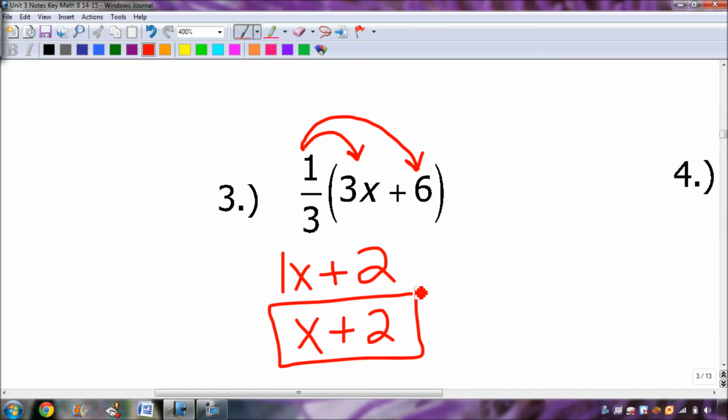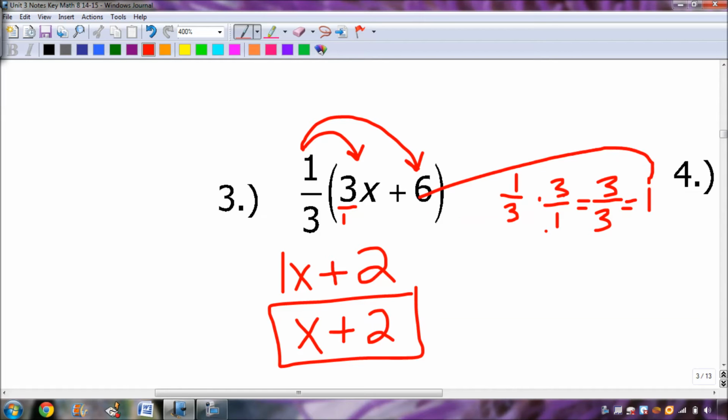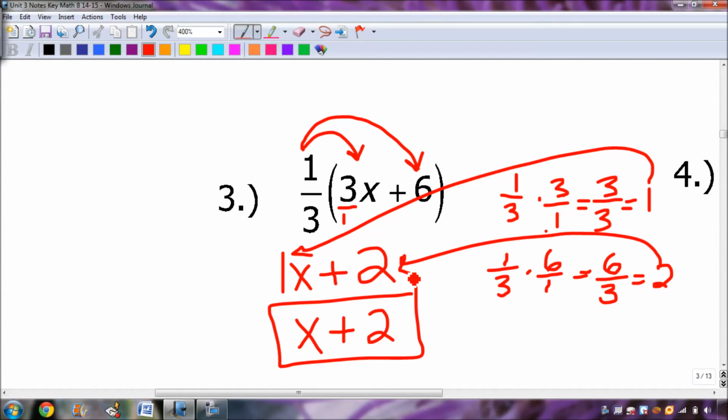Okay, another way to think about it is like this. This is technically 3 over 1, right? So it's 1/3 times 3 over 1, which is 1 times 3, which is 3. 3 times 1 is 3, so I end up getting 1. So that's how I get this one right here, okay? And then do the same thing with the 6. I'll multiply 1/3 by 6 over 1. I get 6 over 3, which is 2, which is where I get this 2 from right here, all right?